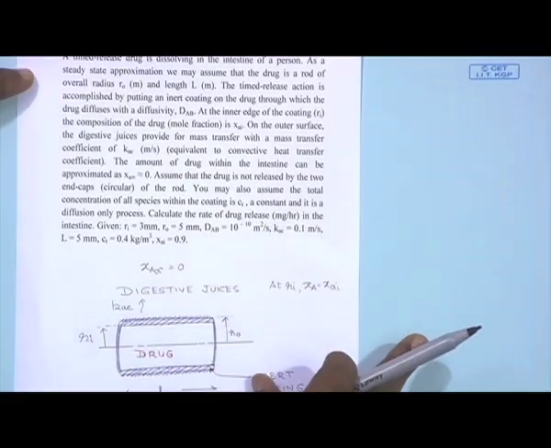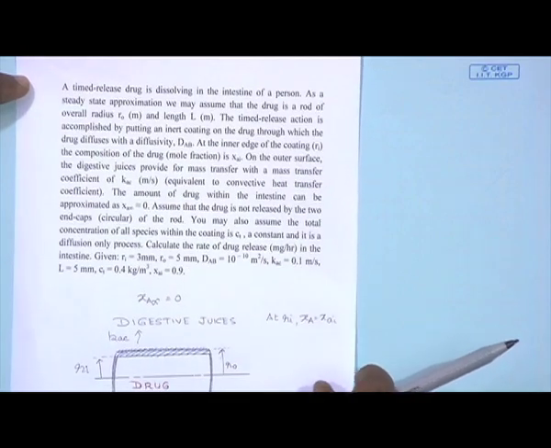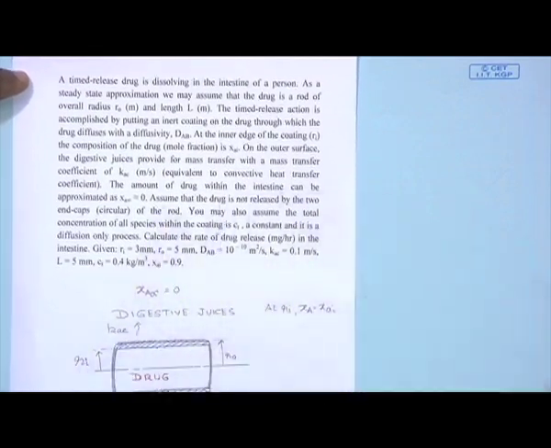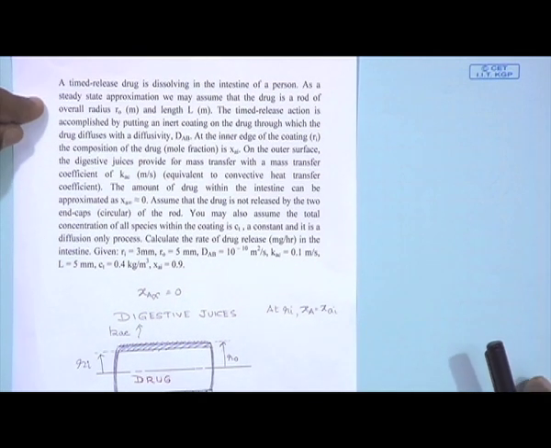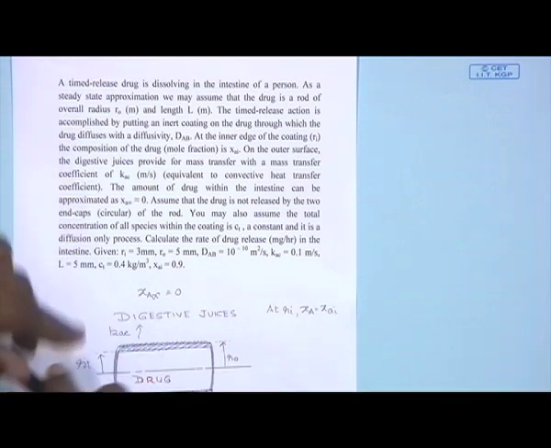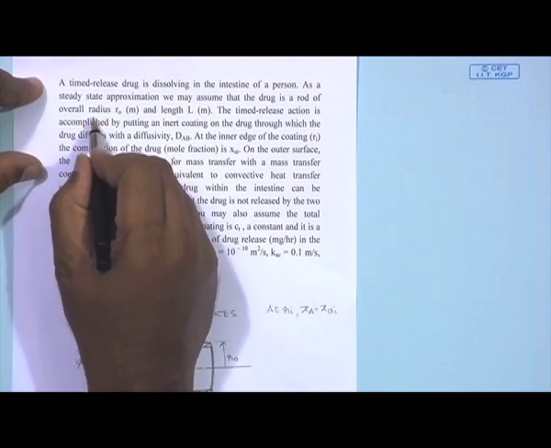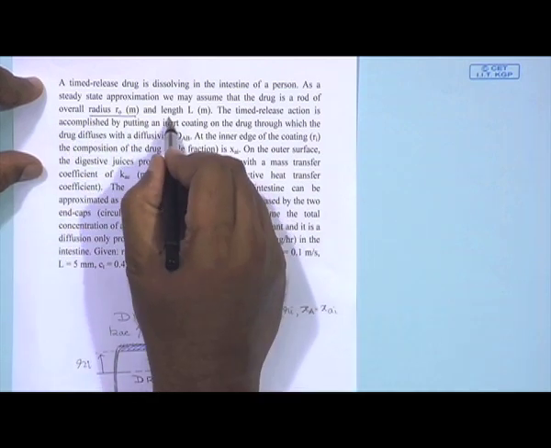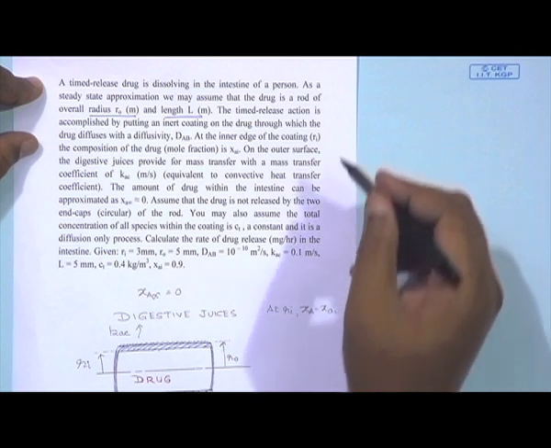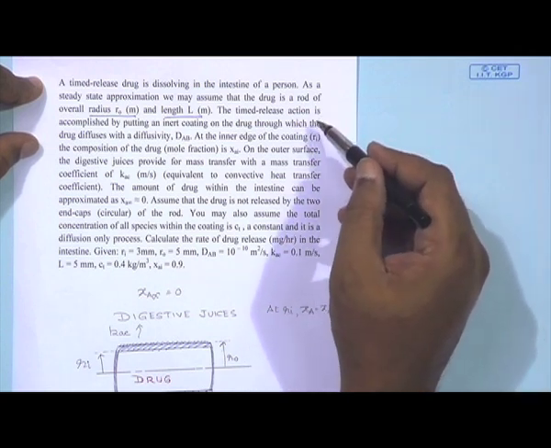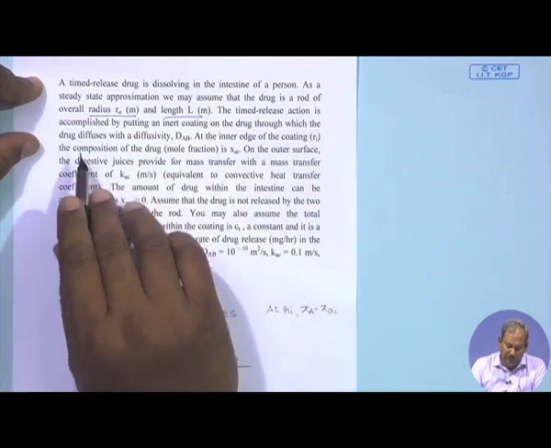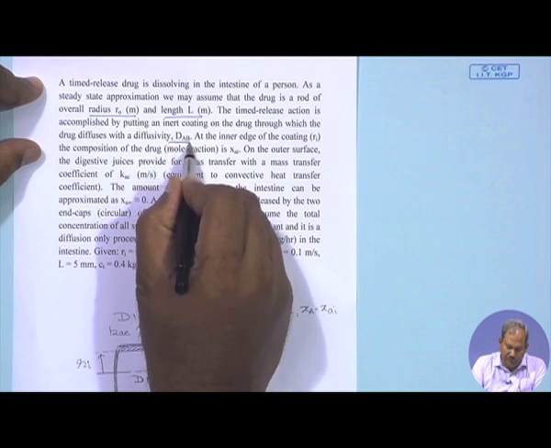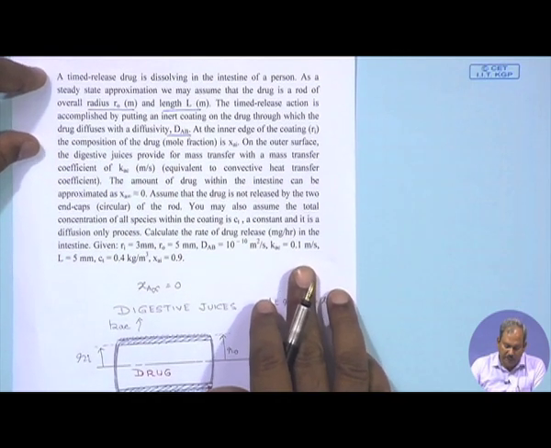So, the specific problem that we are going to look at is, as I mentioned before, a timed release drug slowly dissolving in the intestine of a person, and we are going to use the steady state approximation. We will assume that the drug is a rod of overall radius r naught and it has a length equal to L, and the time released action is accomplished by putting an inert coating on the drug through which the drug diffuses with a diffusivity denoted by DAB.